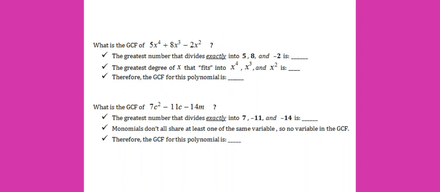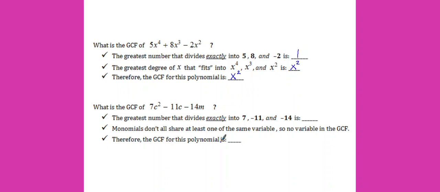Let's look at 5x to the 4th plus 8x cubed minus 2x squared. The greatest number that divides exactly into 5, 8, and negative 2 would be 1. Everything's divisible by 1, so if they have nothing else in common, it'll just be 1. The greatest degree of x that fits into x to the 4th, x cubed, and x squared would be x squared. So our GCF is just 1x squared, and we don't have to write the 1.